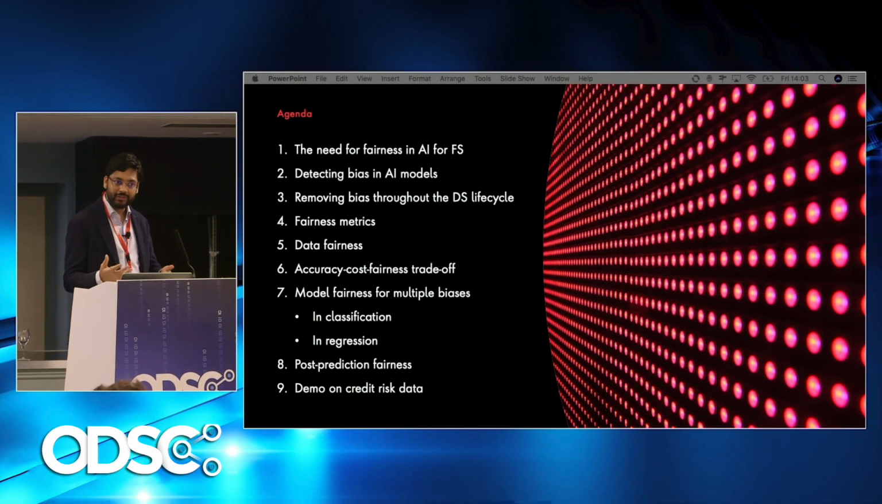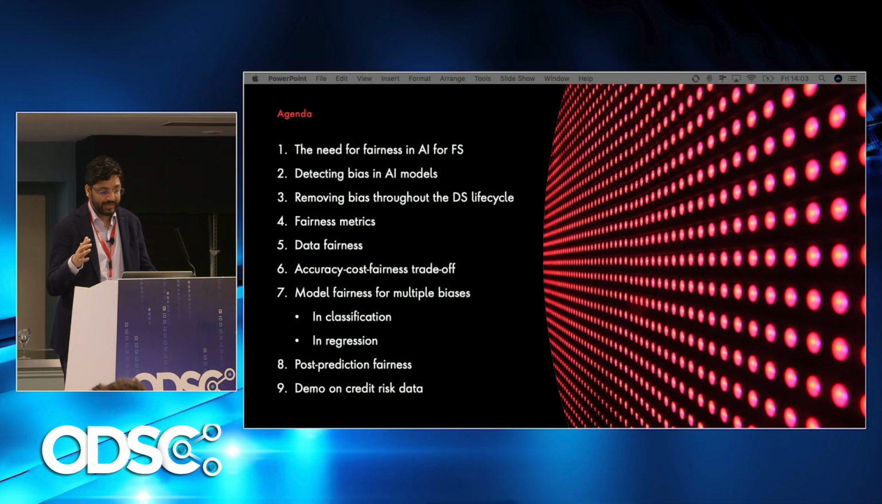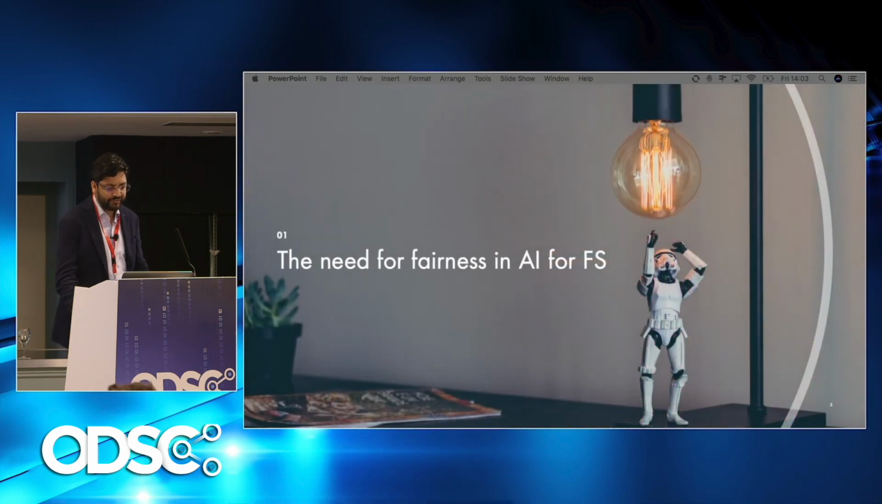In classification algorithms, we understand what 2-class classification algorithms are, and in regression, maybe one continuous variable kind of thing and one binary variable kind of thing. Post-prediction fairness. So if you have done everything and you are at a stage where you do not want to touch your model, but just want to make your prediction fair, how we can do that, and a demo on credit risk data. That would be my Python part. However, I think after part 4, I'll switch to the notebook and then come back to the presentation later on, right? Okay.